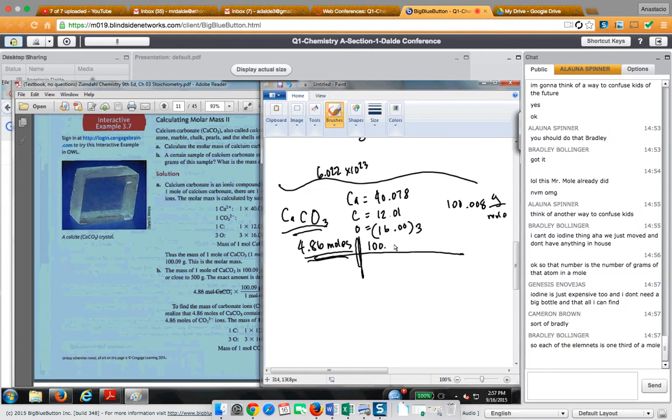Here's the reason why. That puts the moles on the bottom, and they cancel each other out. This is 100.008 grams per mole, so the mole's on the bottom. This mole cancels out with that mole, and then you end up getting 4.86 times 100.008. I'm not going to use a calculator. I'm just going to guess it to be 486 grams. I'm not going to deal with that 0.008. I'm just saying 100 times 4.86 is about 486 grams. Are we cool?